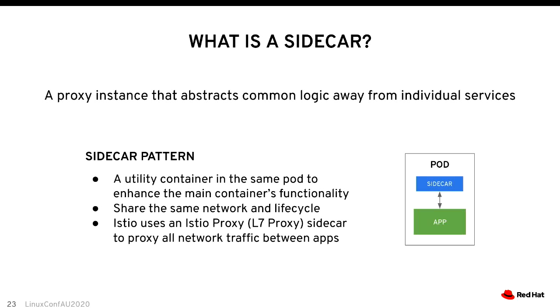It uses the Istio proxy, which is nothing but a layer 7 proxy in the OSI layer. It runs as a sidecar, which proxies all network traffic between apps. In essence, before you connect to the app, it goes via the sidecar, and the sidecar does all the network level throttling or access control or filtering, everything. So you don't have direct access to the app.